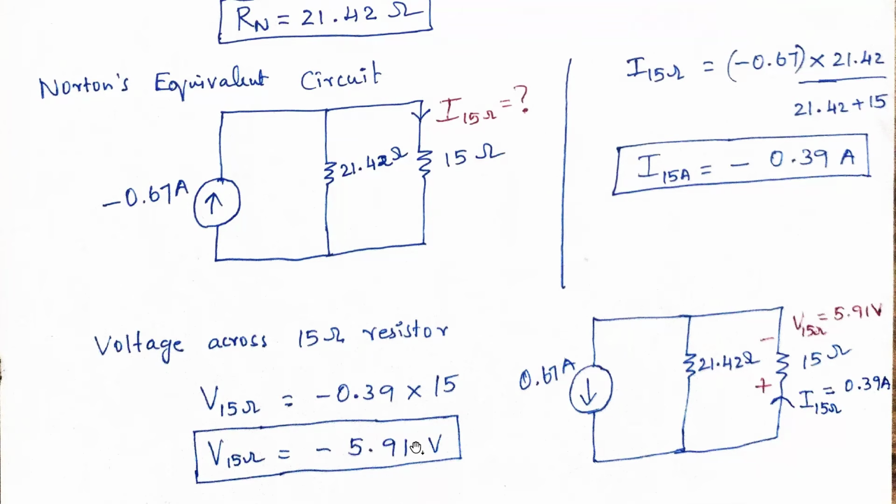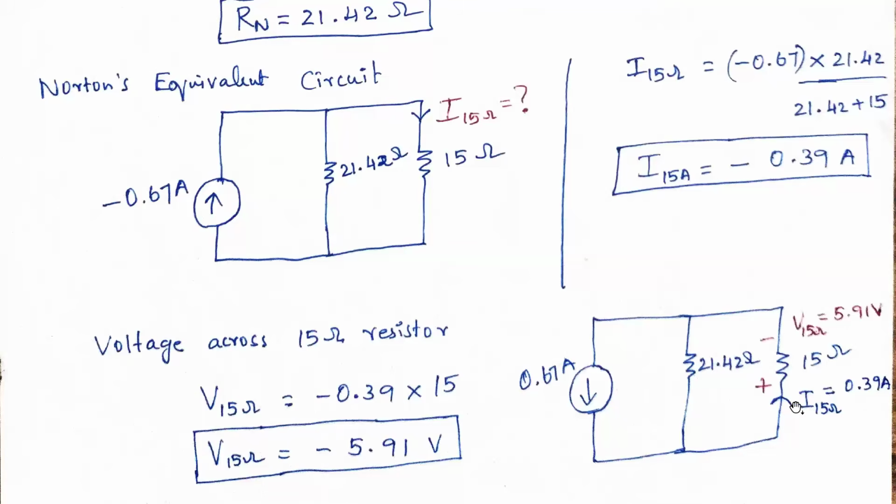That means whatever current direction we considered here is wrong, so the current is flowing in the reverse direction. And if the current is flowing in the reverse direction, the current through 15 ohms also we are getting as minus. So current is flowing like this. Initially we considered like this, but due to this answer, the current is flowing like this. Current through 15 ohms is 0.39 amperes. The voltage across this 15 ohms is minus 5.91, that means the voltage across 15 ohms is 5.91.